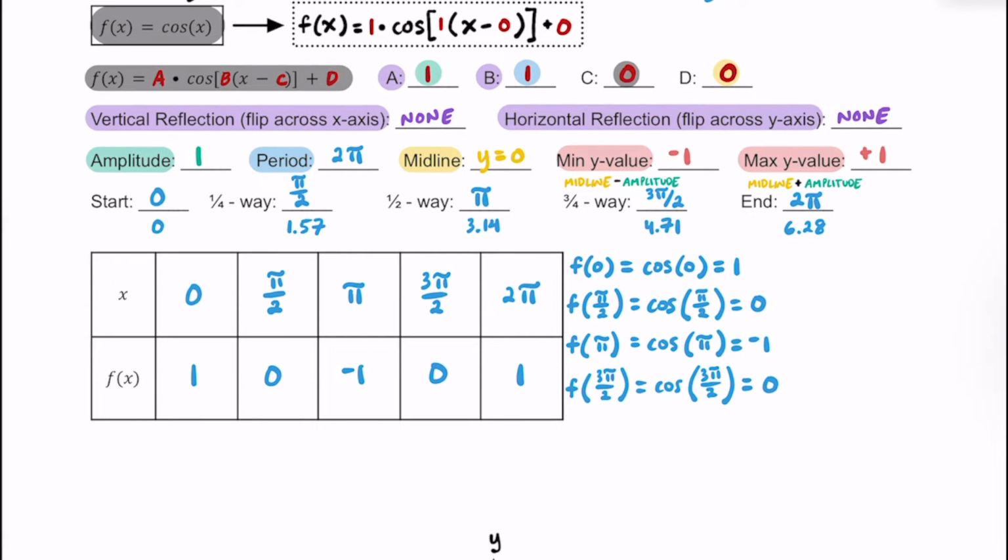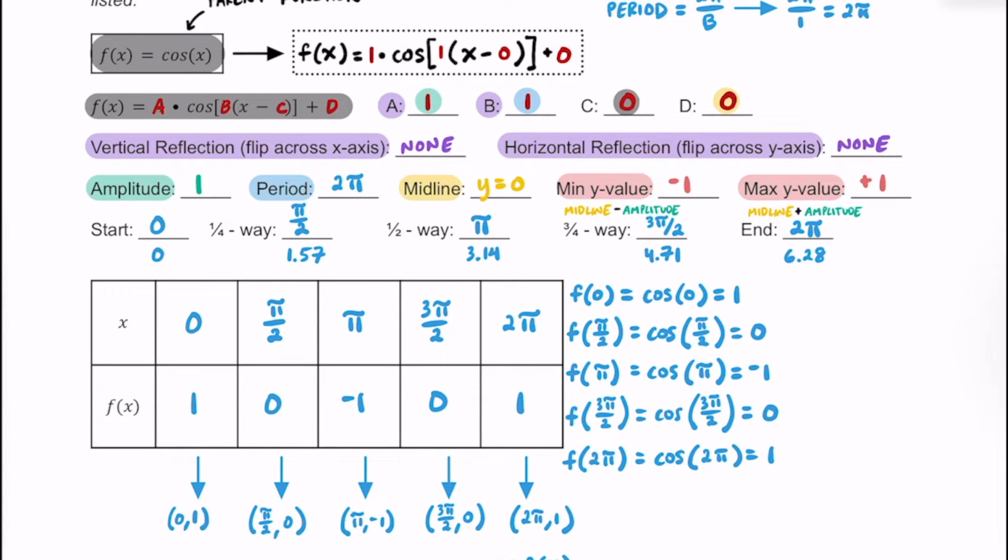Moving on to the last one here, we just found out the point for when we have 3 pi over 2 for x. But what about when x is 2 pi? Well, that's going to be the same as when x is 0. Those are coterminal angles. So if we have f of 2 pi, that's just cosine of 2 pi, which is the same value as cosine of 0, which we said earlier was equal to 1. So that completes one cycle here.